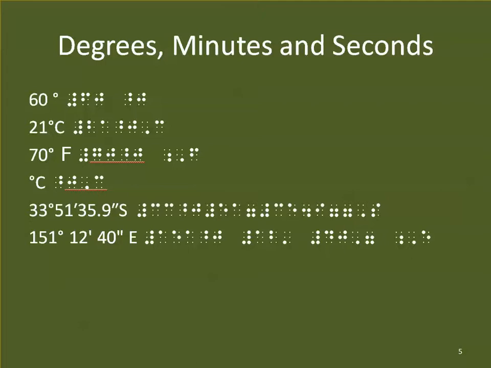But if we have 151 degrees, space, 12 minutes, and the mark is straight up and down, it's an apostrophe, and 40 seconds, that's a double quote there, really. It's straight off the QWERTY keyboard. It's not a true prime symbol. So we have 151 degrees and space, and of course we need our numeric mode indicator there, and we just use a regular apostrophe for the minutes and the special double quote for 40 seconds, and then a space, so then we do need the grade 1 indicator in front of that E for east.